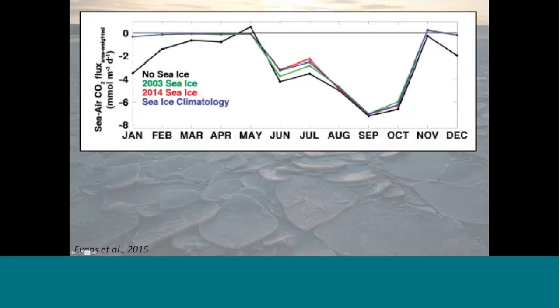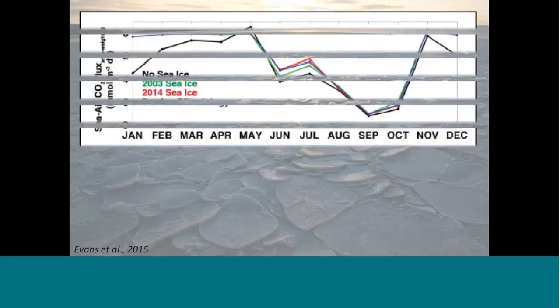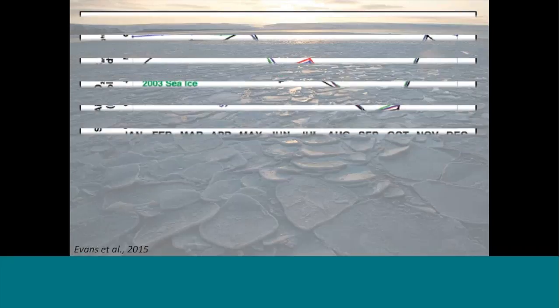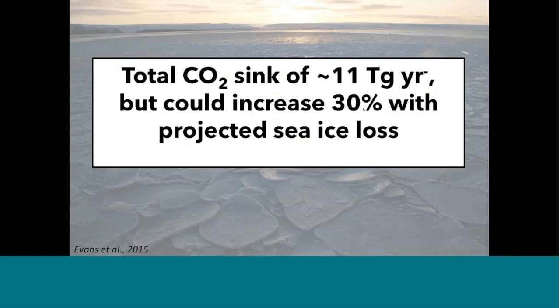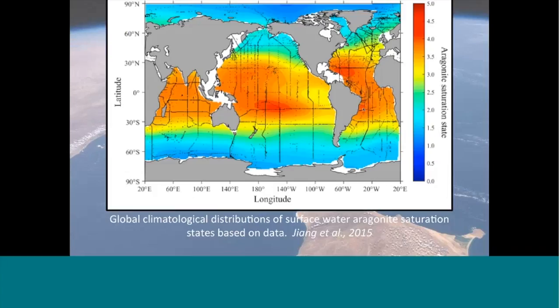And as we take sea ice away, it's very likely that the CO2 sink in the Arctic is not only bigger than we thought it was, but is going to keep increasing. And that's just without any increase in primary production, that's just the increase in open water. So we have this massive CO2 sink in the Arctic that was a lot bigger than we expected it would be. So ultimately, the impact of this CO2 actually has massive cascading impacts on the chemistry of the Arctic Ocean. What this plot is showing you here is a global distribution of surface water aragonite saturation states.